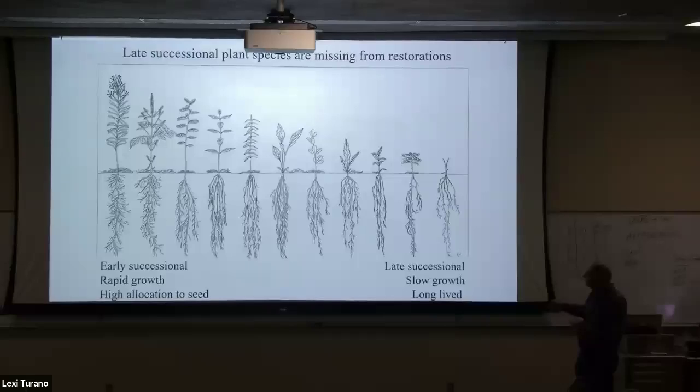Not all of them. The tall grasses are late successional species, but there's a great diversity of these slow growing species in the tallgrass prairie system. Those are difficult to reestablish in restoration.